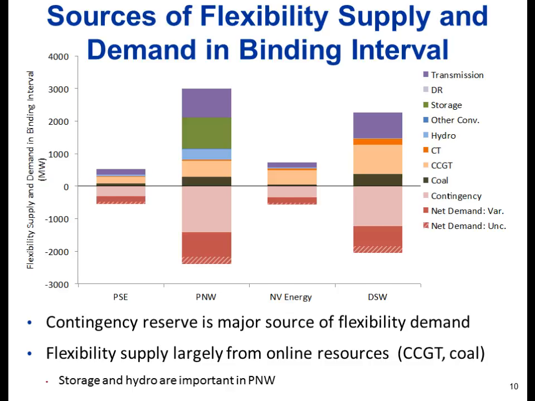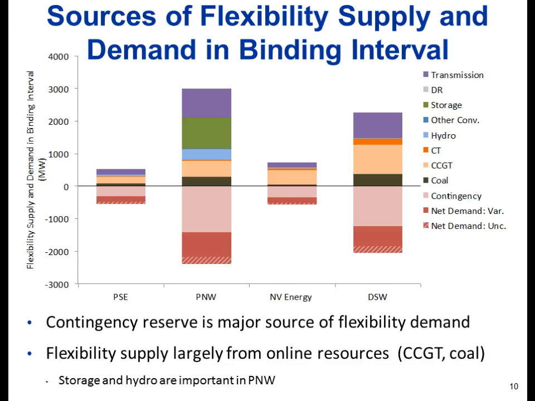In the 15-minute up interval, the contingency reserves are a large source of the flexibility demand, followed by the net demand variability, and then a smaller share from the net demand uncertainty. A large source of flexibility supply, on the other hand, is ramping of online combined cycle plants, shown in the lighter orange, or changing flows over the interties, which is shown in purple. Ramping online coal, shown in black, also somewhat contributes to flexibility in this time frame.